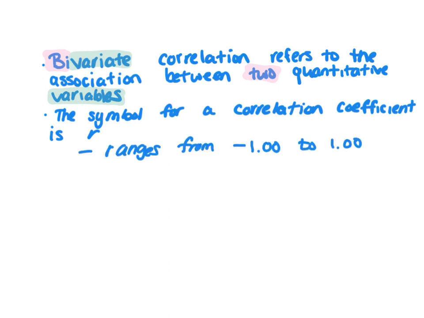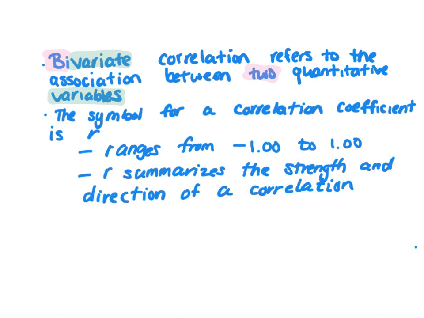A correlation coefficient can range from -1 to +1, but it can't go outside of these boundaries. That means you'll never have r equals 2 or r equals -1.01. It isn't possible. R is used to summarize both the strength and the direction of a correlation. A negative correlation means that we have a downward slope, and a positive correlation means we have an upward slope. The closer our correlation is to 0, the weaker it is, with 0 being no correlation, and the closer our correlation is to 1 or -1, the stronger our correlation.